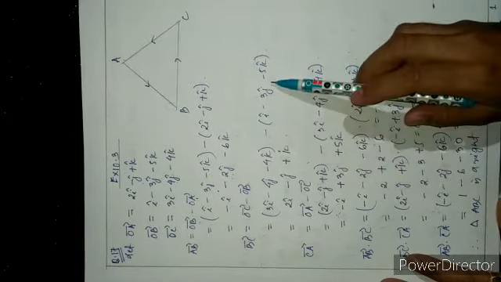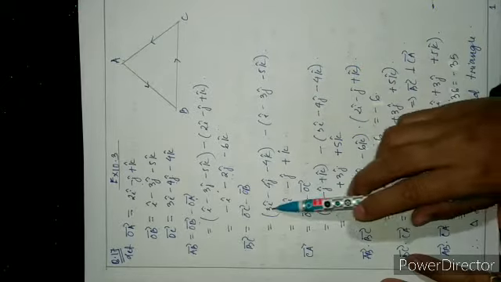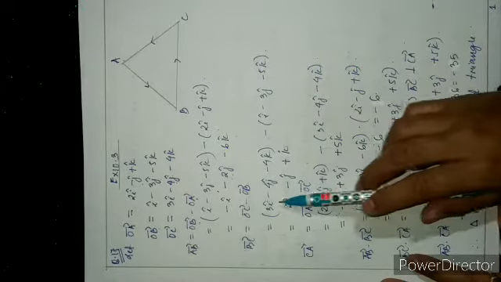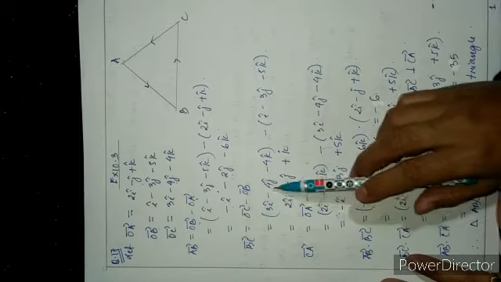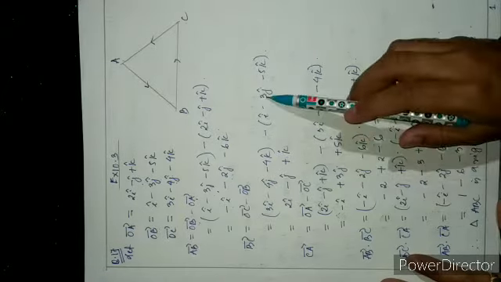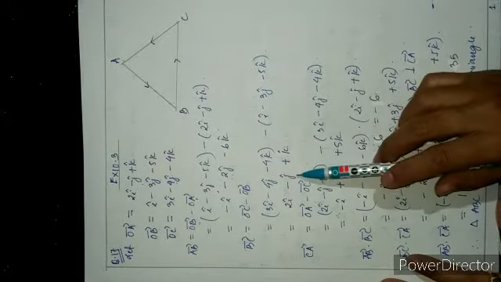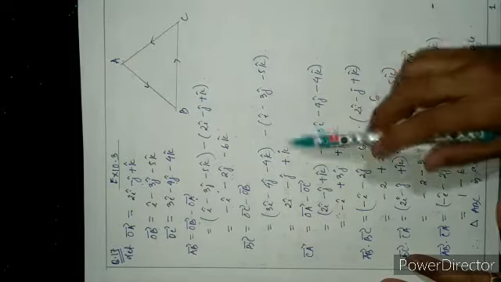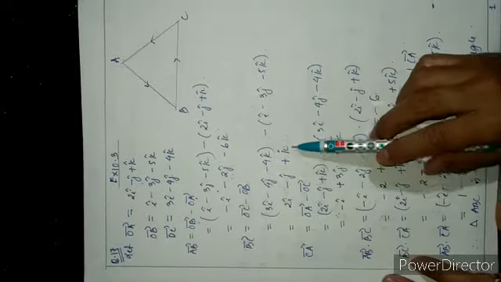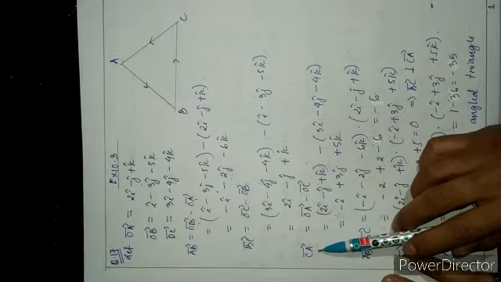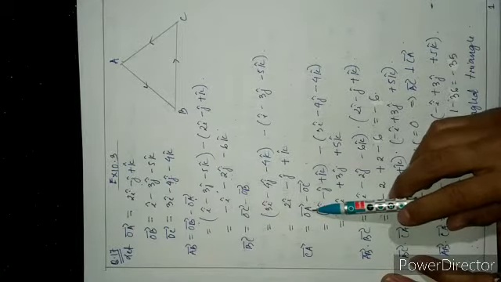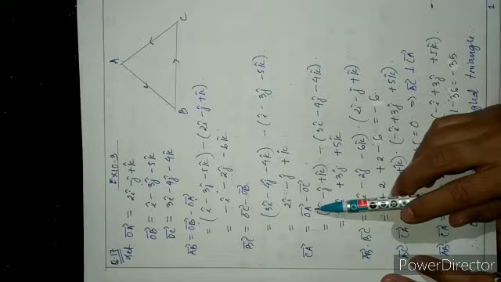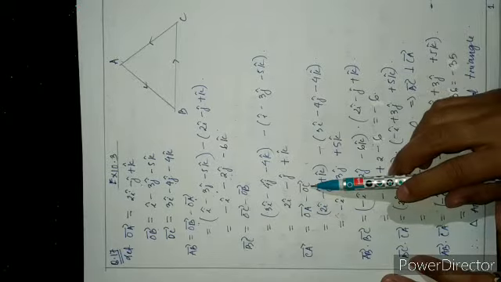By subtracting the corresponding components, we have 3 minus 1, which is 2i cap, minus 4 plus 3 is equal to minus j cap, and minus 4 plus 5 is equal to k cap. Similarly, we can find this CA vector. CA vector is given by position vector of A minus position vector of C.